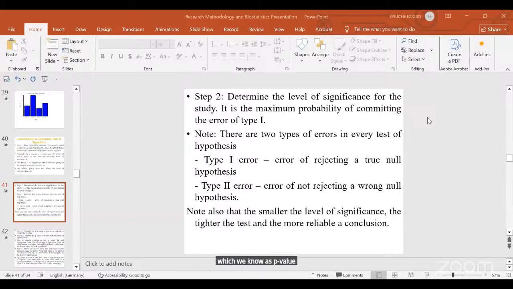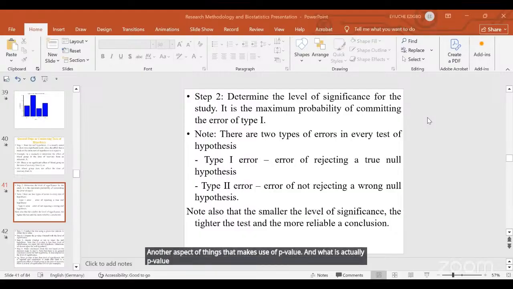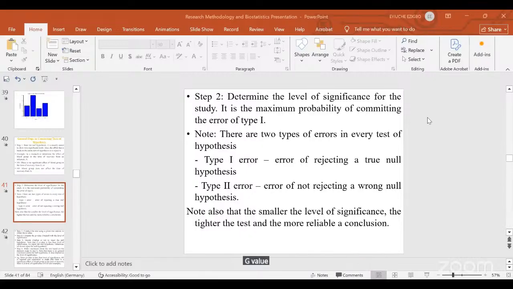Rather, they use another form of level of significance, which we know as p-value. There is another aspect of test that makes use of p-value. And what is actually p-value? P-value in full means the probability value. And what does it mean? It means observed level of significance.